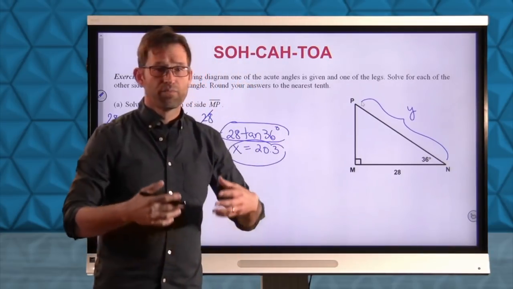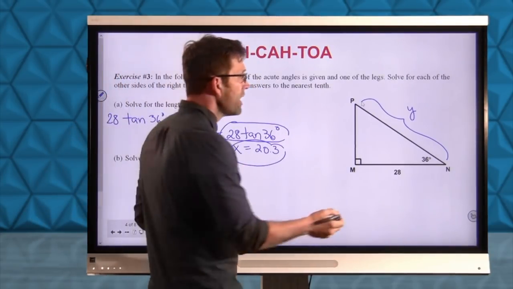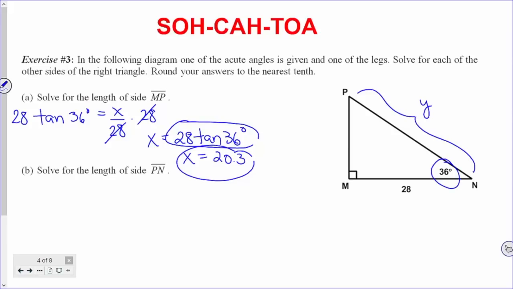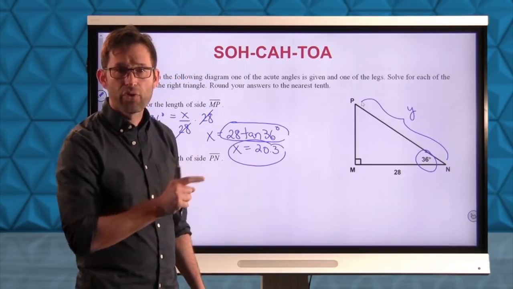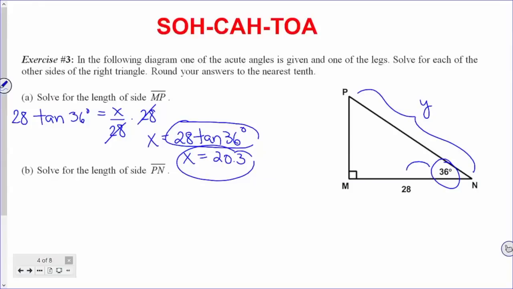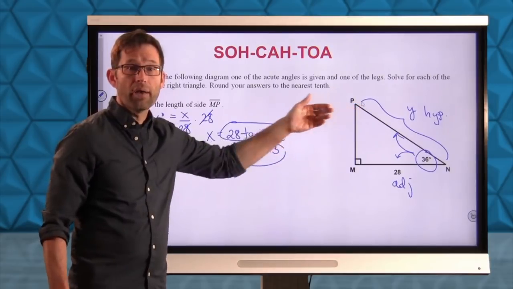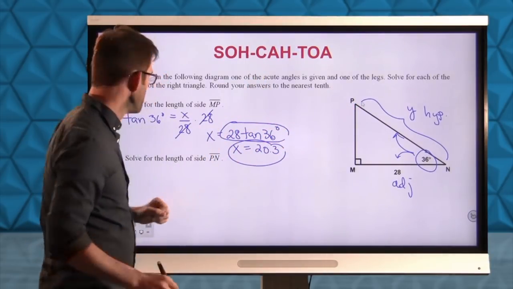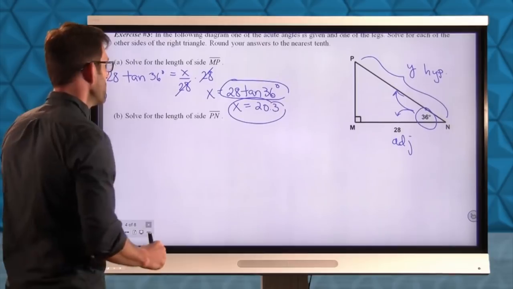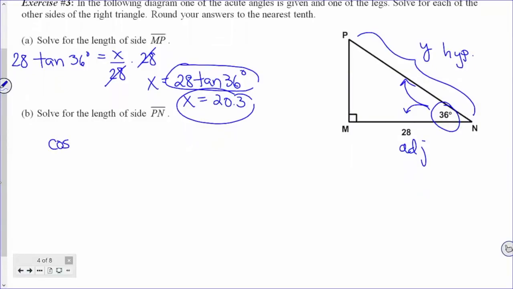And now again, let's talk about which ratio we should be using. It's all about the angle. The ratio is all about the angle, that 36 degrees. The 28 is still the adjacent side, but now the y is the hypotenuse, okay? And if we've got adjacent and hypotenuse, we're using cosine. So specifically what I'm going to write down here is the cosine of 36 degrees is equal to the adjacent side divided by the hypotenuse.